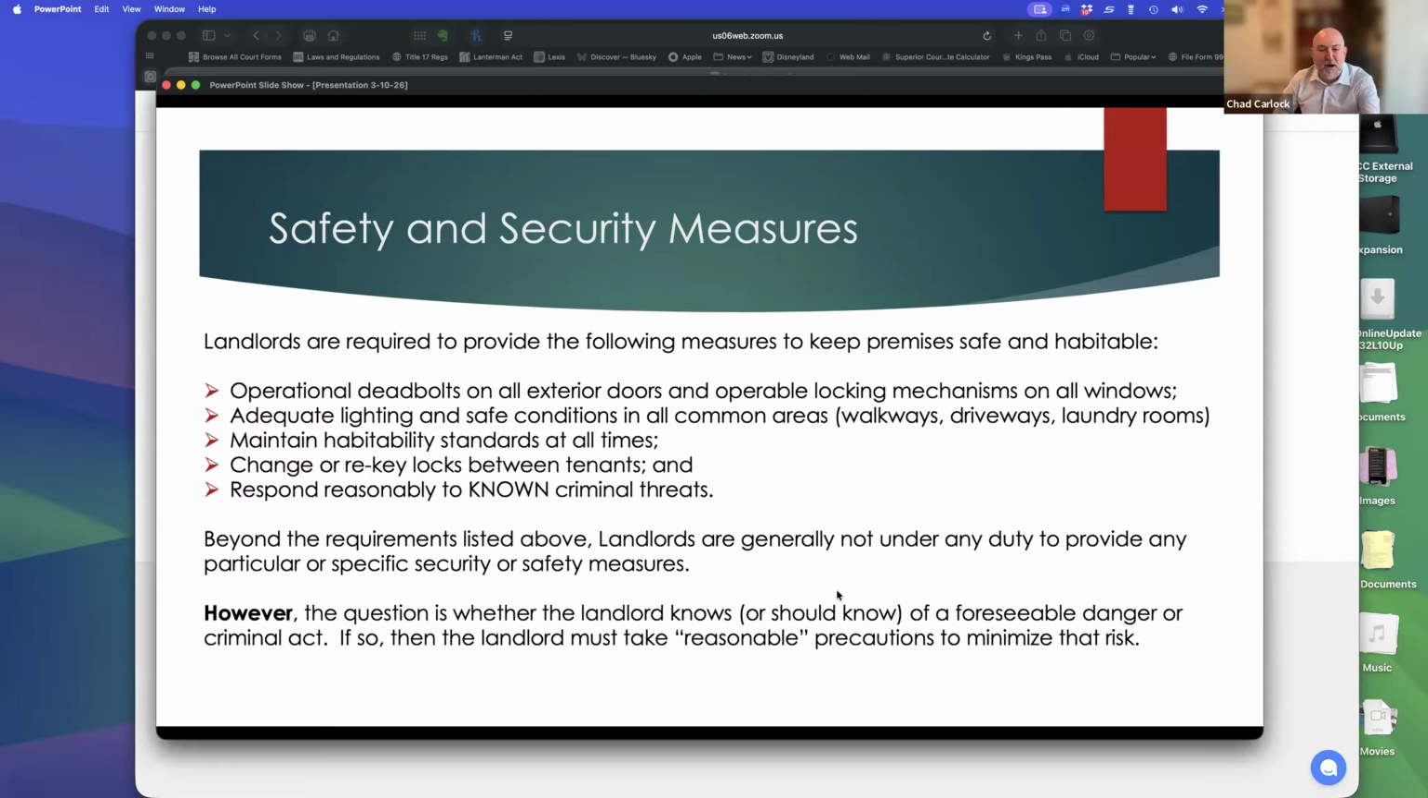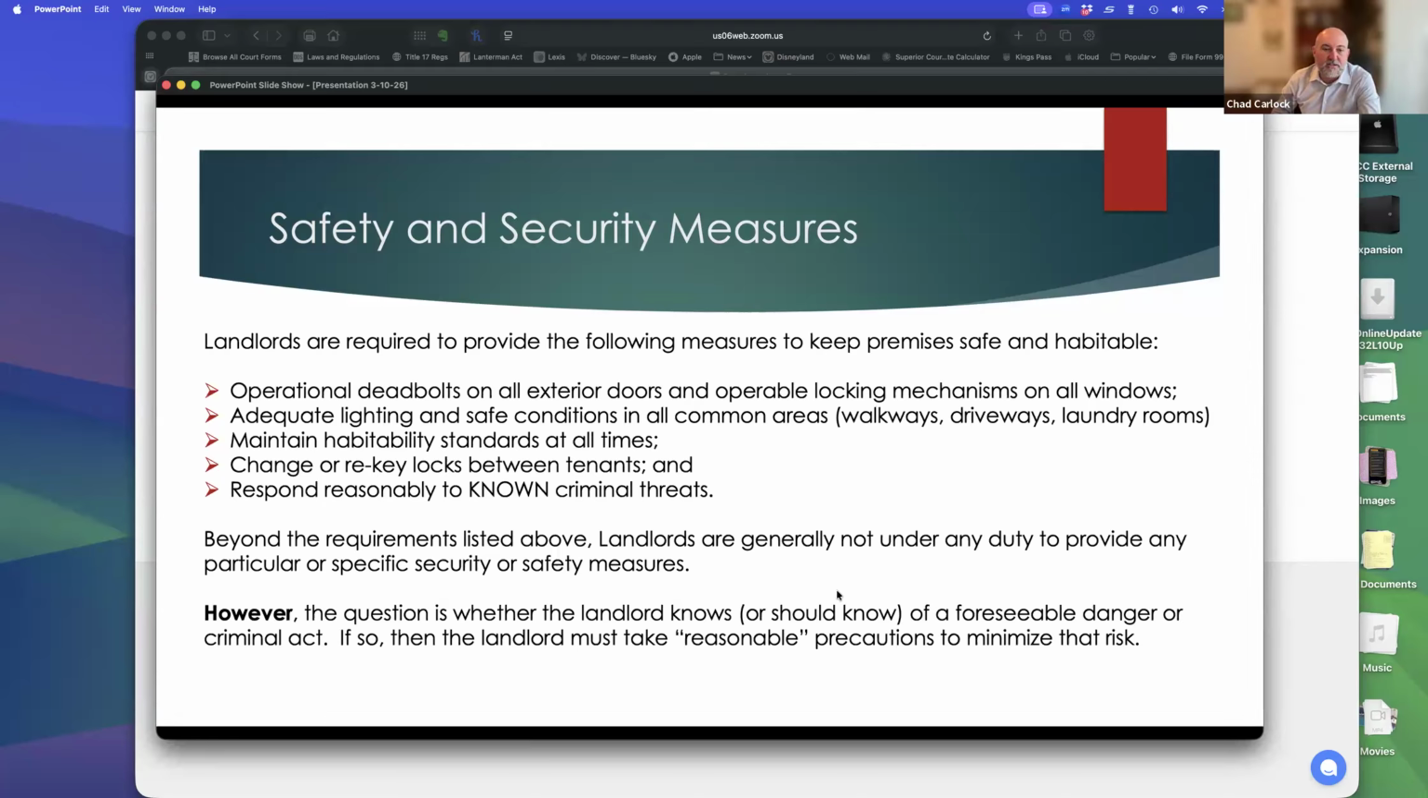And again, when you're turning the property, you better make sure that if the tenants took them out or broke the stick or whatever, that it's reinstalled and made an operable lock again. Adequate lighting and safety conditions in all common areas. That means, if there's a crack in the walkway or uneven driveway, that you get that fixed so it's reasonably safe. Maintain the habitability standards that we talked about.